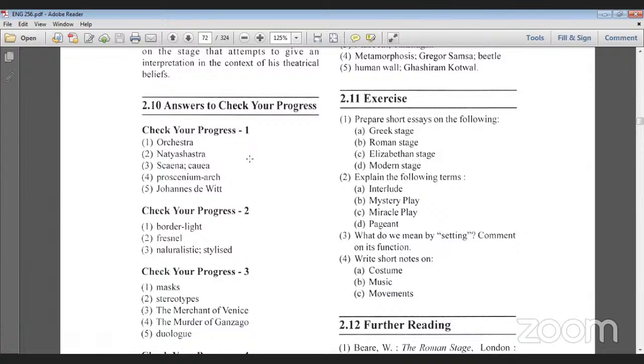In this they have given you some fill in the blanks. You can fill these answers in the gaps and further prepare a short essay on the following. A Greek stage has been explained, then Roman stage has been explained, as we have gone through, Elizabethan stage has been explained, modern stage has been explained.